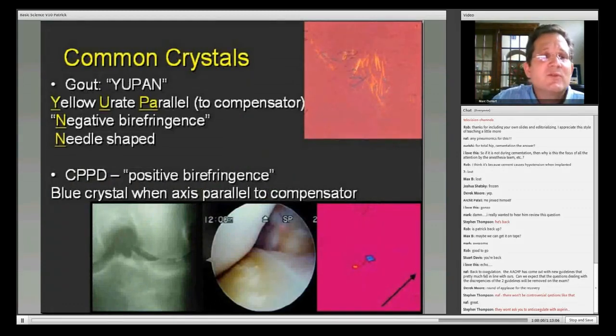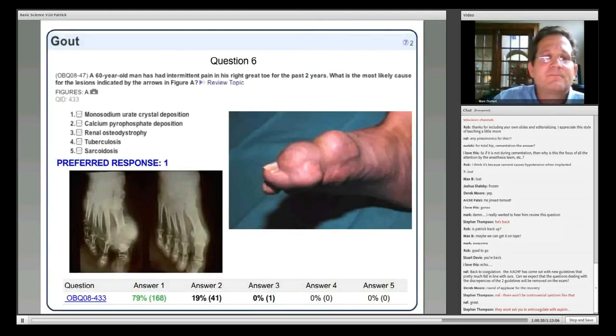Remember from medical school, urate: yellow under parallel to the compensator. These crystals are negatively birefringent, and they are needle-shaped. The other crystal they could show you with any frequency is calcium pyrophosphate disease, and those crystals are blue and positively birefringent. So those blue crystals are usually squattier square crystals, and they may show you an x-ray with calcium crystals inside the cartilage or an arthroscopic picture where you can see the white globs of calcium.